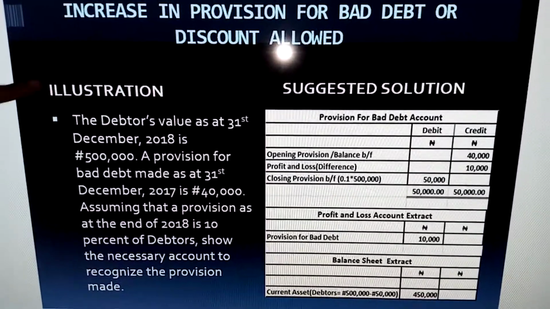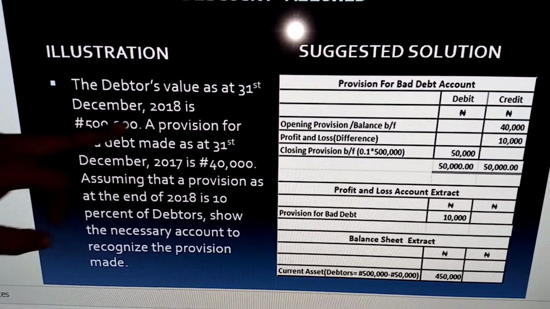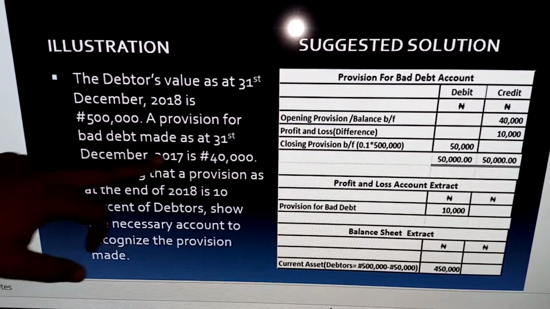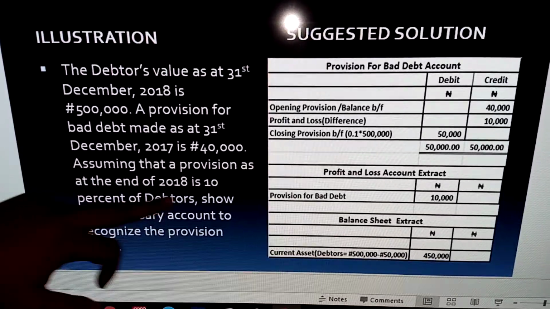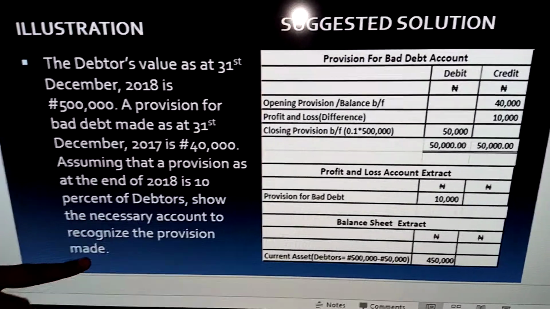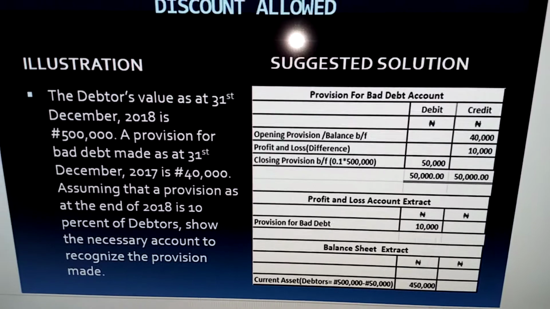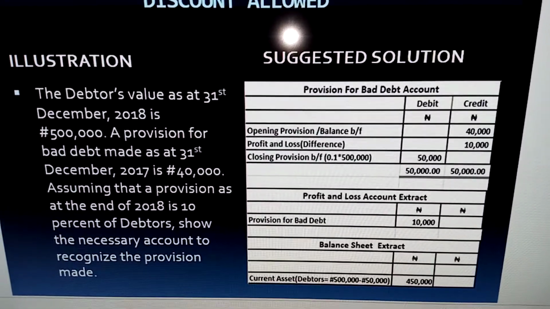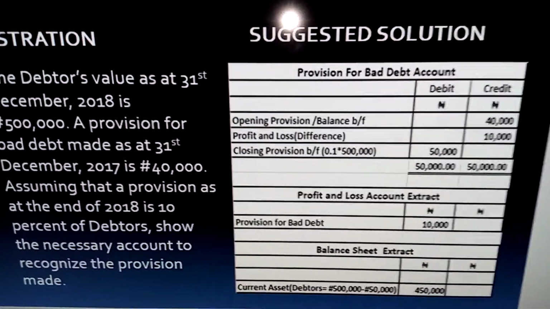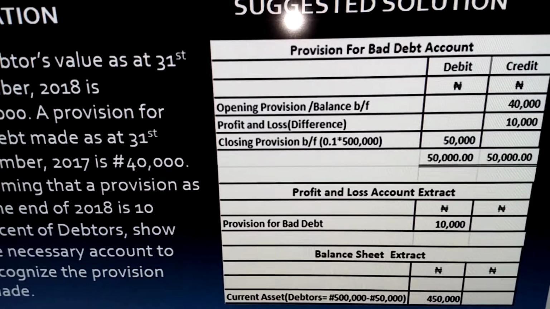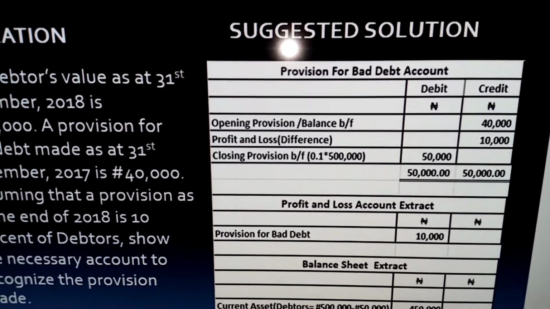Look at this illustration. They said the debtors value as at 31st December 2018 is 500,000. A provision for bad debt made as at 31st December 2017 is 40,000. Assuming that the provision as at the end of 2018 is 10% of debtors, show the necessary accounts to recognize the provision. We have established that the debtors value is 500,000. And as at the end of 2017, which is the beginning of 2018, there's already a provision of 40,000. Now, by the end of 2018, they are making a provision of 10% of debtors. So 10% of 500,000 is 50,000. So you can see that there's an increase from 40,000 to 50,000, which is a 10,000 naira difference.